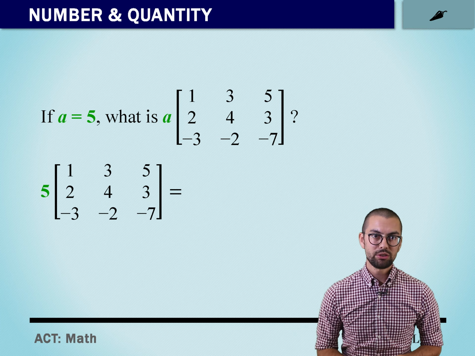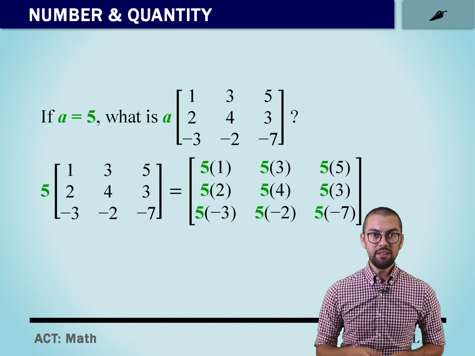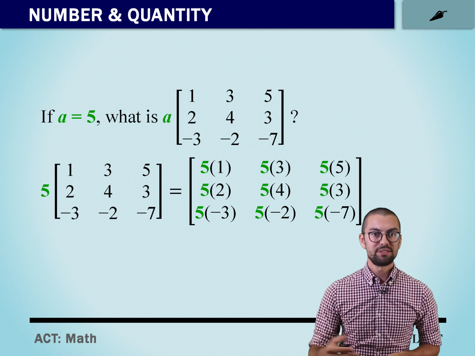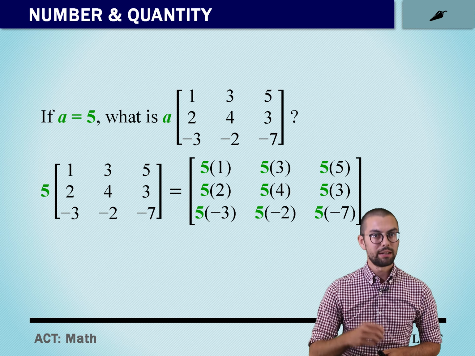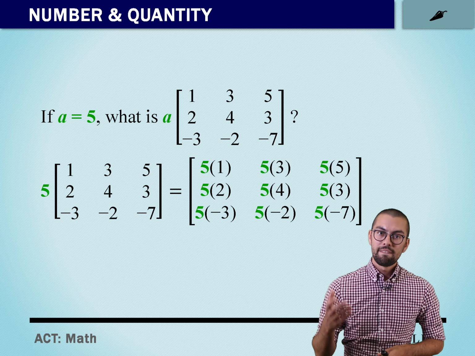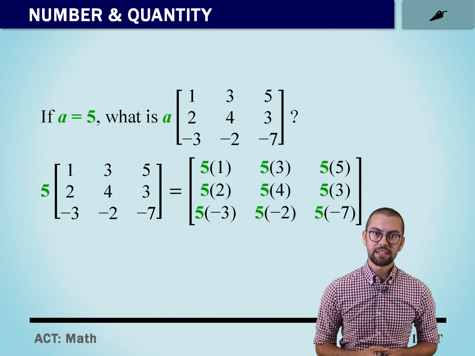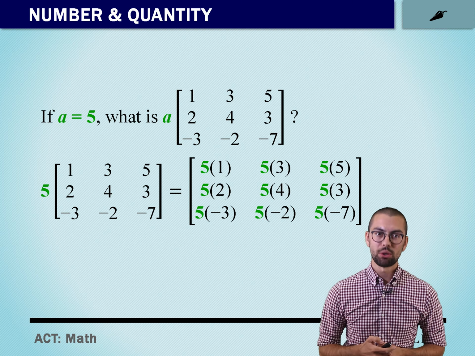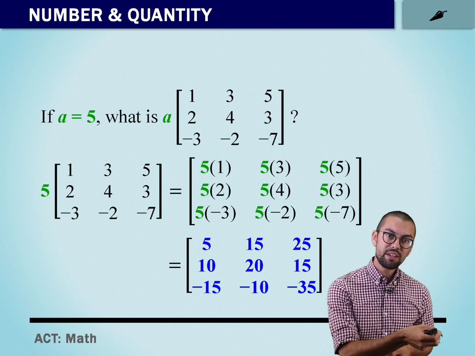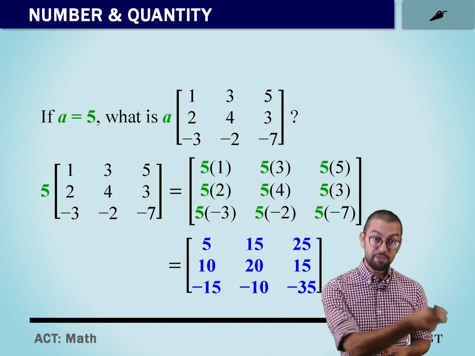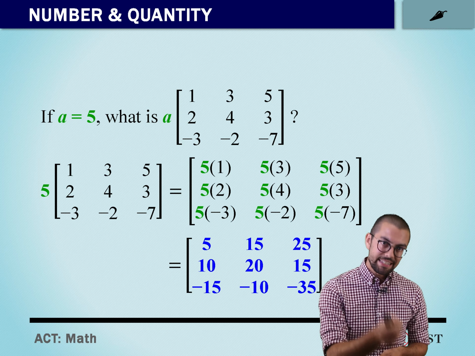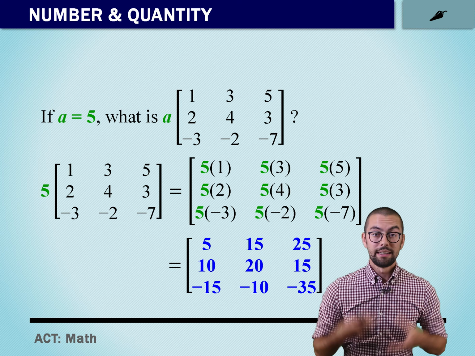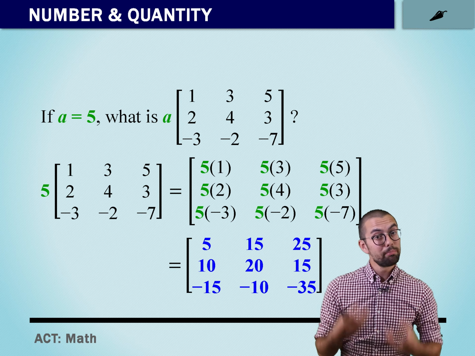So our resulting matrix will simply be 5 times 1, 5 times 3, 5 times 5 for the first row. Second row, 5 times 2, 5 times 4, 5 times 3. And the last row, 5 times negative 3, 5 times negative 2, and 5 times negative 7. Perform each product and you've got your result. 5, 15, 25, 10, 20, 15, negative 15, negative 10, negative 35. Again, not too bad.